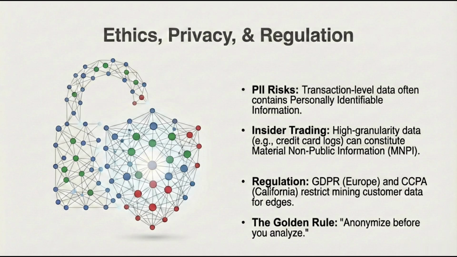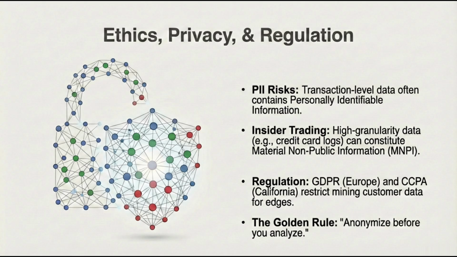It is central to financial network research. Transaction-level data may contain personally identifiable information, or PII, which creates privacy risks. High-granularity data can also raise market integrity concerns, because in some cases it may reveal material non-public information, or MNPI, that could be relevant to insider trading. The slide also mentions regulatory frameworks such as GDPR in Europe and CCPA in California, which restrict how customer data can be collected and analyzed.